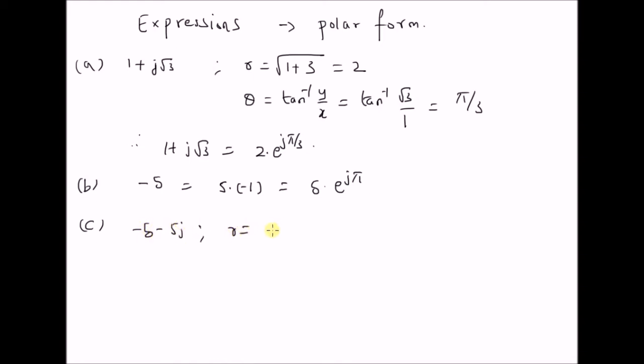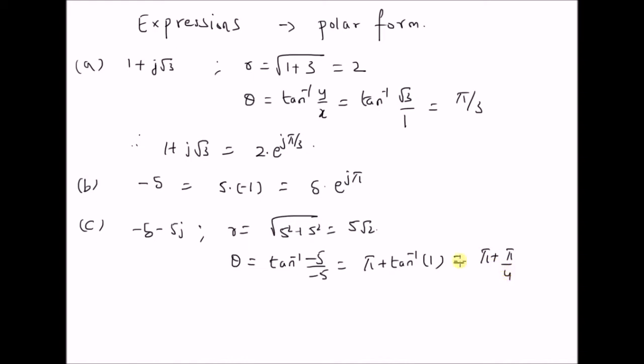Here r is given by square root of 5 square plus 5 square, which is equal to 5 into root 2. And theta is equal to tan inverse of minus 5 by minus 5, which is equal to pi plus tan inverse of 1. Since both the values y and x are negative, the theta, that is the angle, should be in the third quadrant. Therefore, it is equal to pi plus tan inverse of 1, which is equal to pi plus pi by 4, which is 5 pi by 4. Therefore, the complex number minus 5 minus 5j is equal to 5 square root of 2 multiplied by e power j into 5 pi by 4.